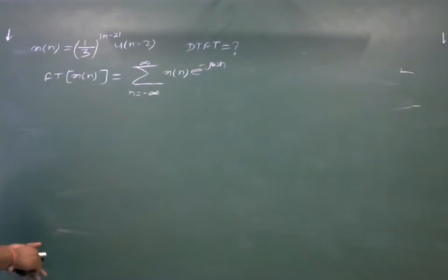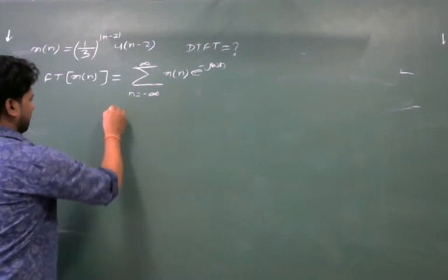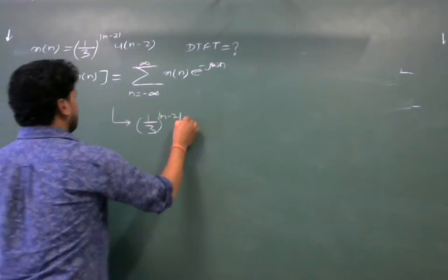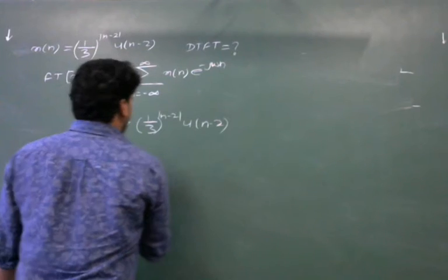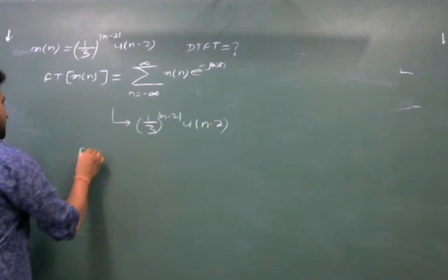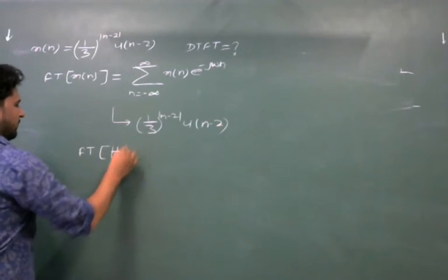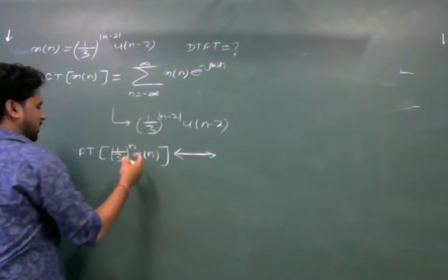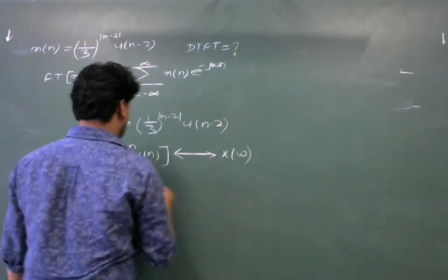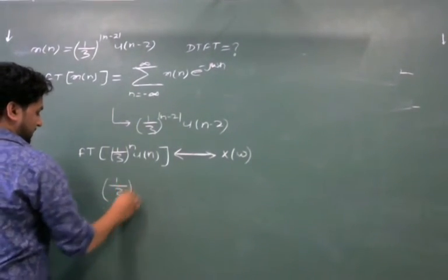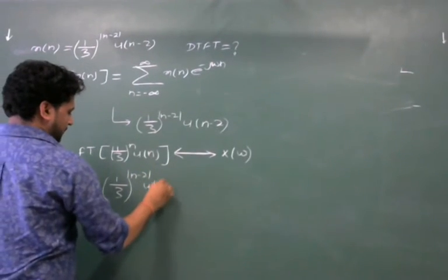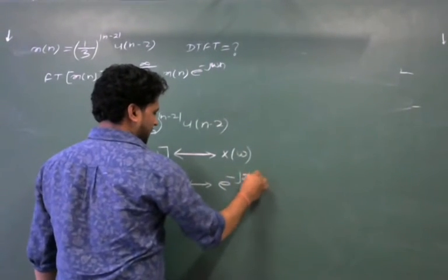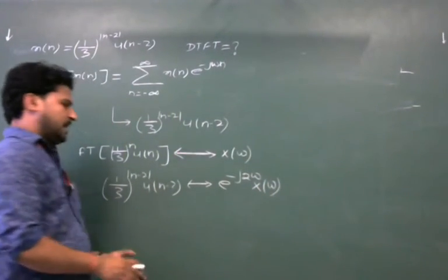Now, instead of getting the discrete time Fourier transform of this sequence 1 by 3 power mod of n minus 2 into u of n minus 2, we can find the Fourier transform of 1 by 3 power n u of n. And suppose the Fourier transform of 1 by 3 power n u of n is X of omega, then the Fourier transform of 1 by 3 power n minus 2 u of n minus 2 will be equal to e power minus j 2 omega X of omega. This is simply the time shifting property.